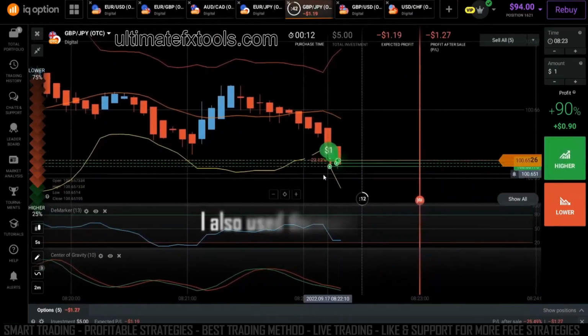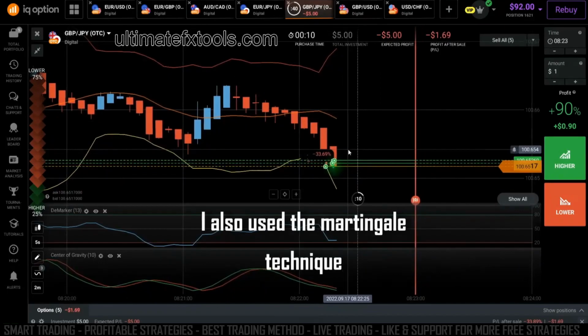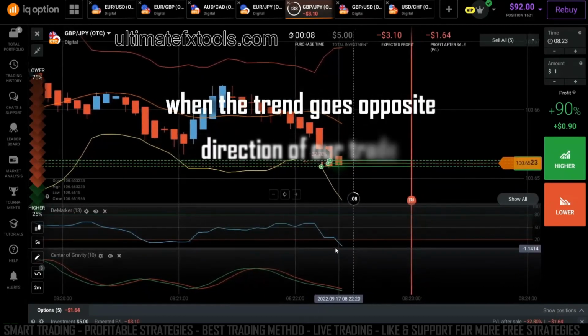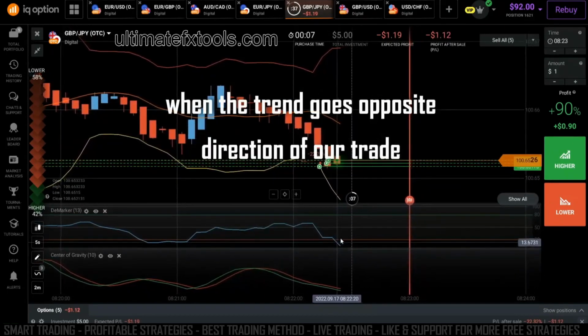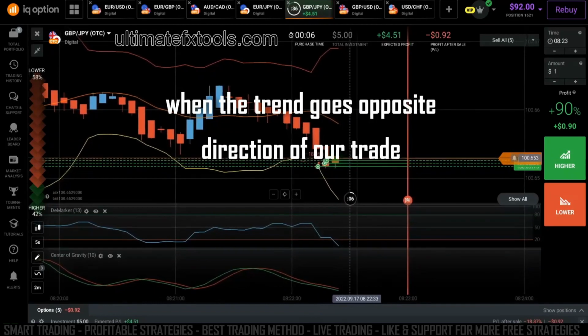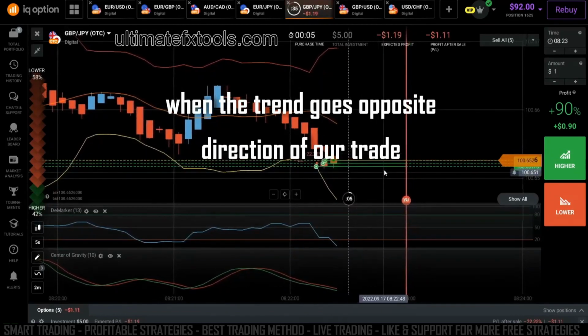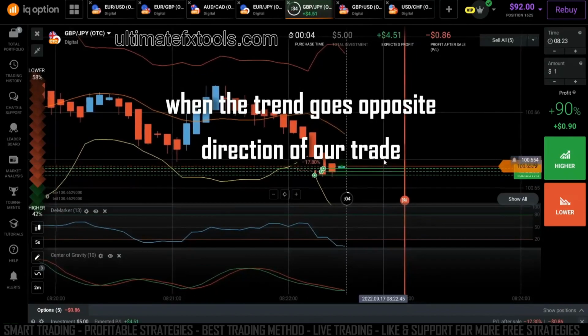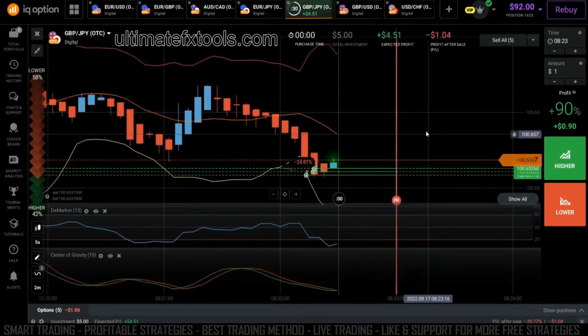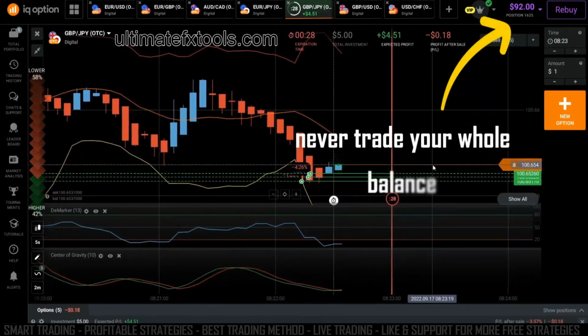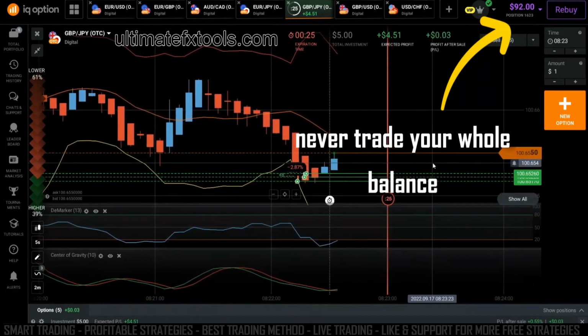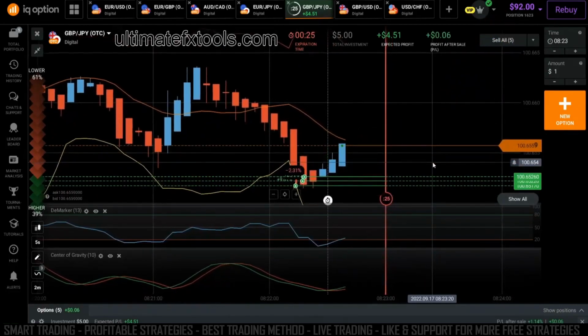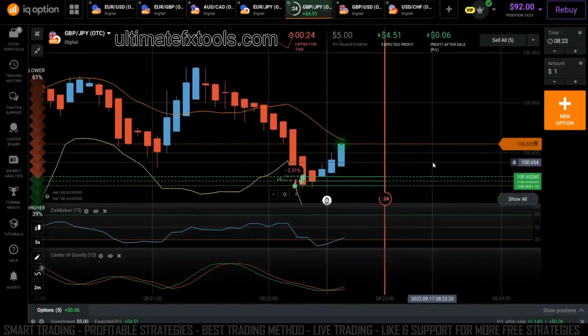We favor implementing the martingale method to mitigate risks and navigate unfavorable market conditions. This approach allows us to adjust our trades when the trend or direction goes against our initial expectations. However, exercising caution and avoiding wagering your entire balance in a single trade is crucial. By adhering to this principle, we can better preserve our capital and gradually build our trading prowess.